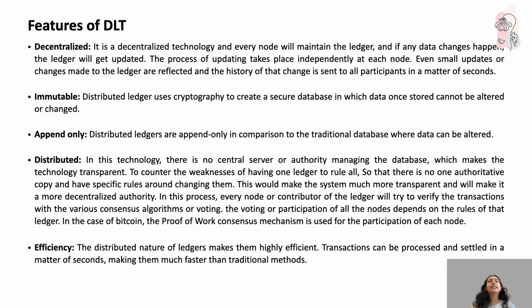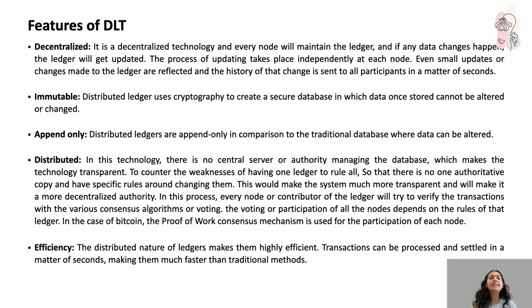So now let's take a closer look at the features of DLT. These are the qualities that make it so powerful, so different from your traditional systems. Starting with first, decentralized. This word I think I've been speaking since the start of this video series. So, first and most importantly, DLT is decentralized. This means there's no single authority controlling the ledger. Every node maintains its own copy. If any update or change happens, it gets reflected across all nodes, often within seconds.